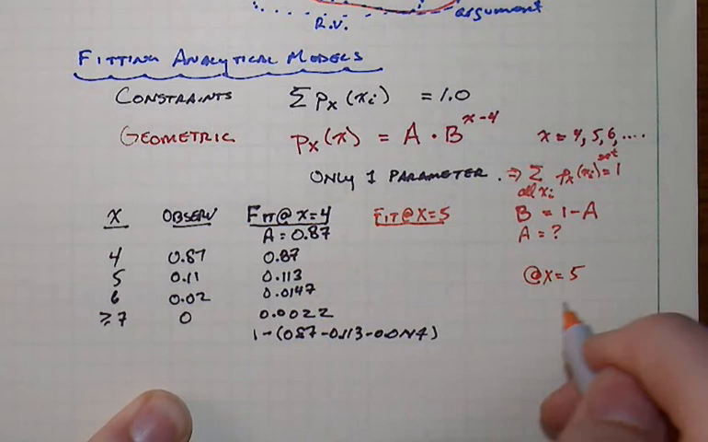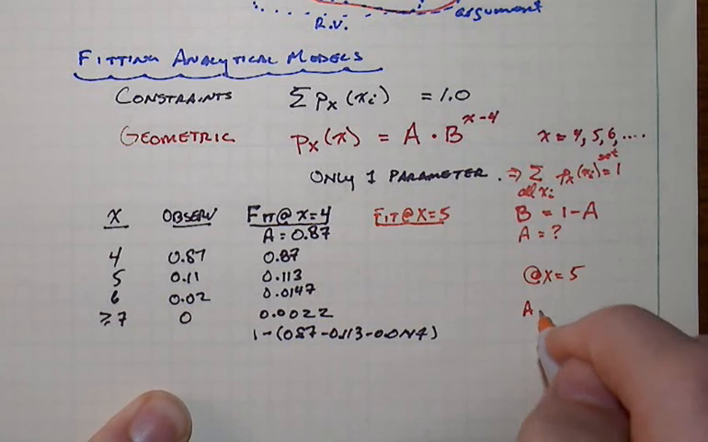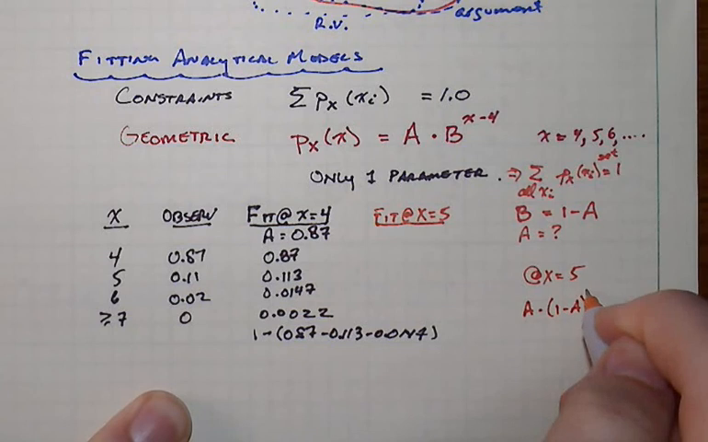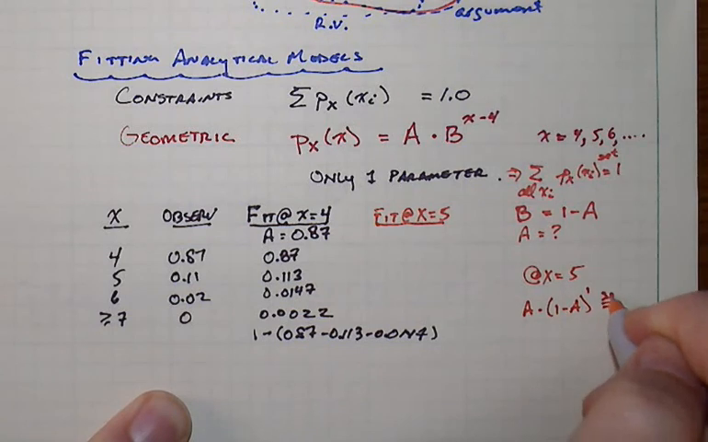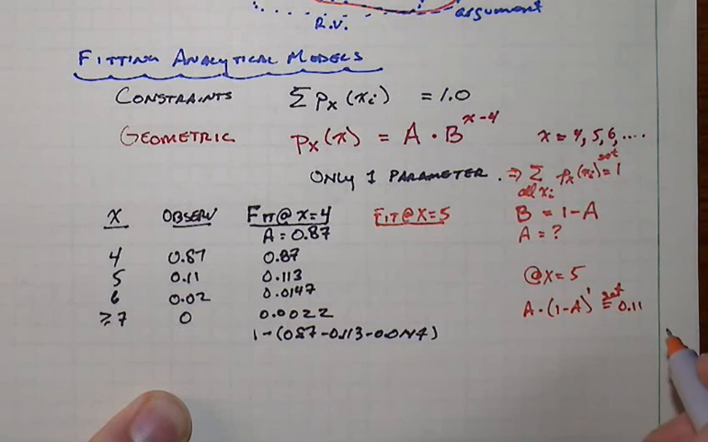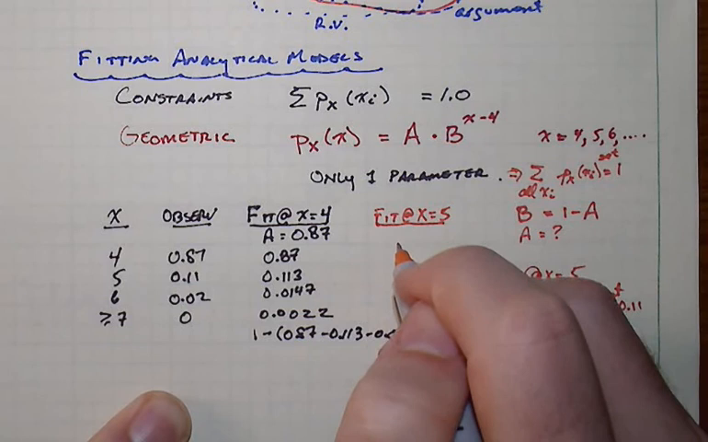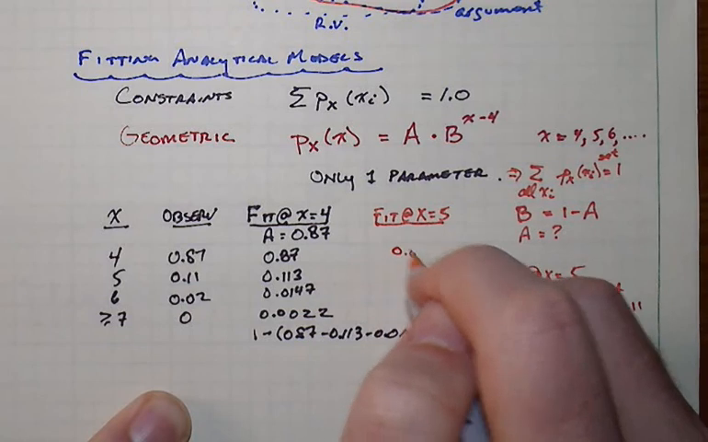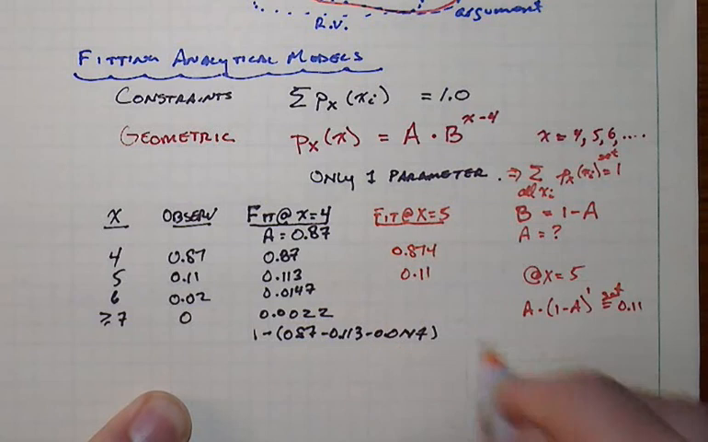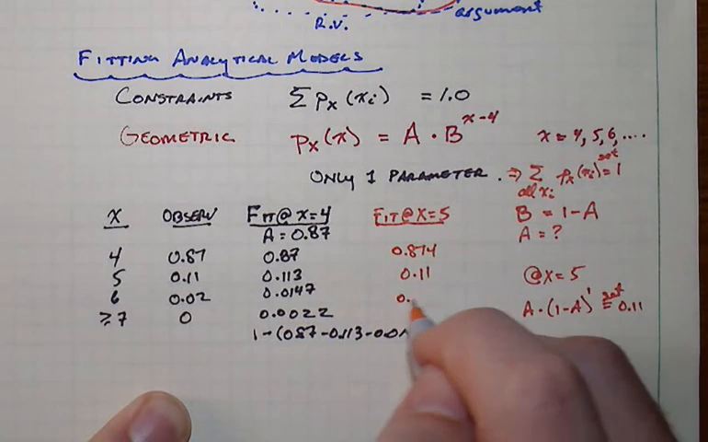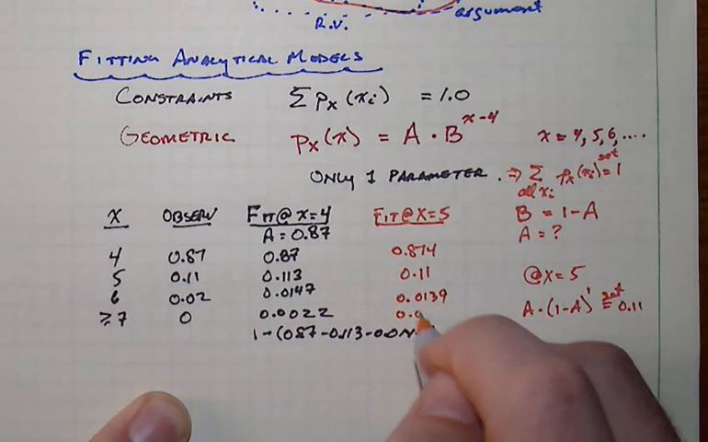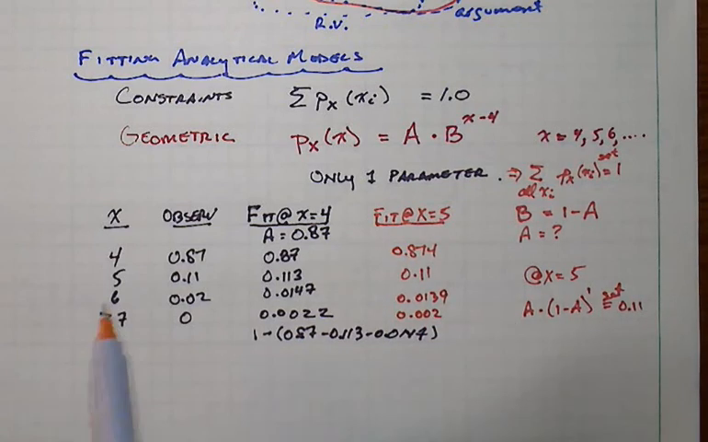Let's just write this out here, right? We'd have a times 1 minus a raised to the 1 power, and that has to be set equal to 0.11. That's our observed value there. Okay? And when you work out the numbers, you find out now that a is going to be 0.874, and we'll have a 0.11 there, a 0.0139, and 0.002. So now our model, if we were really interested in what happens at x equal to 5 in terms of earthquakes, would perfectly match what we observed in the past.